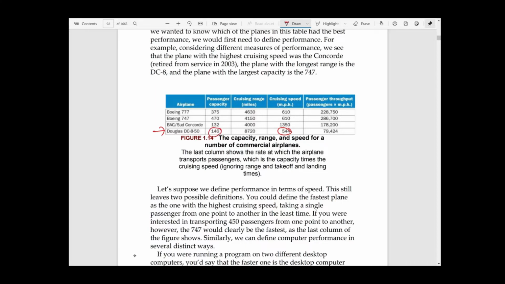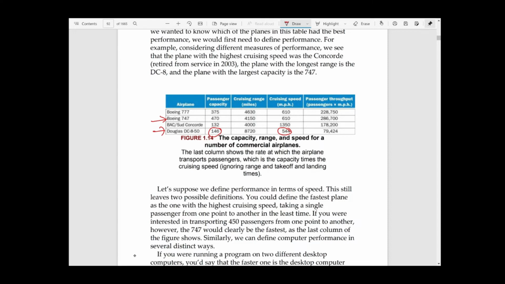Now if I want to send 400 passengers, I don't think this plane is performing better according to my requirement, because my requirement is sending 400 passengers. So according to my requirement, we should go for the second one, the Boeing 747, which will perform better. So the important point is what we want, and based on that we have to measure the performance.